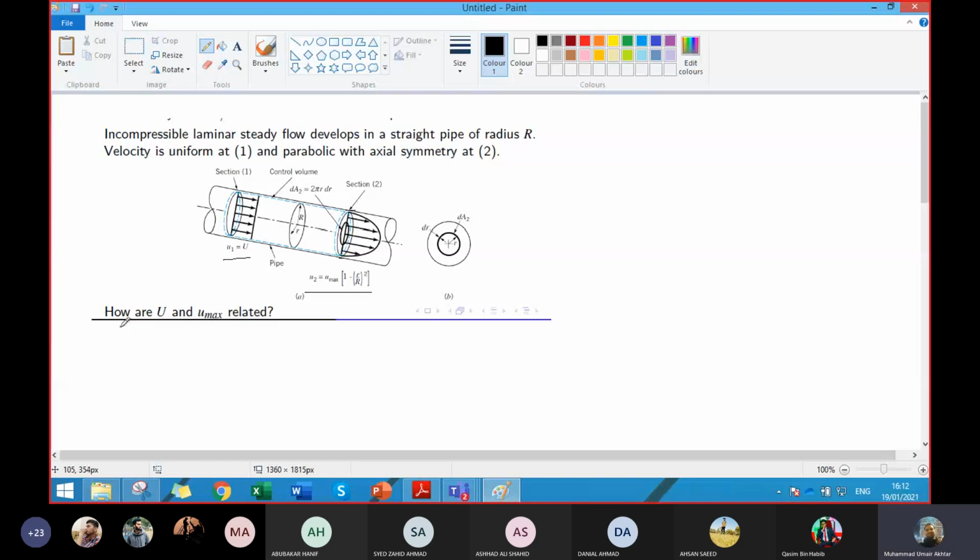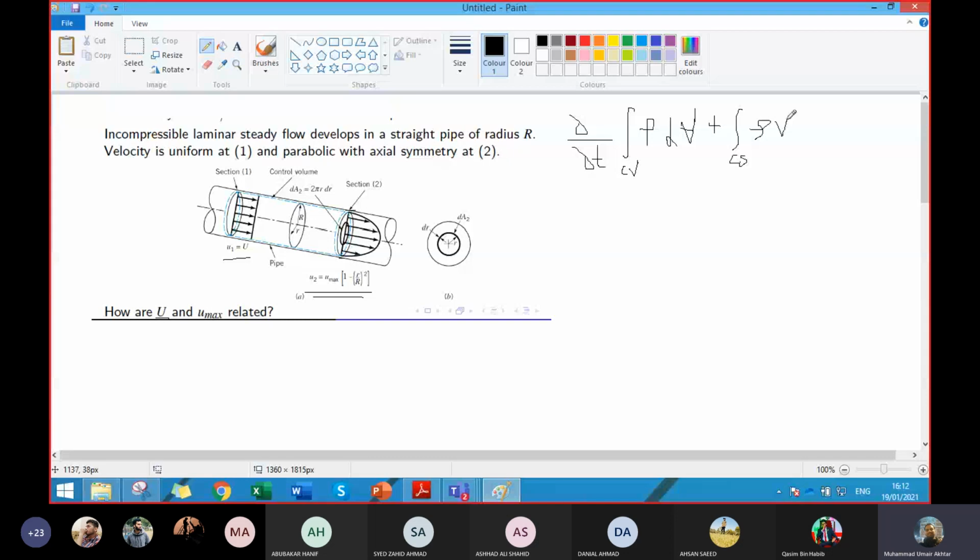section 2. How can you relate that? Can we write the continuity equation, that is partial by partial t of the integral over the control volume of rho dV, plus the integral over the control surface of rho V dot n dA, should be zero.